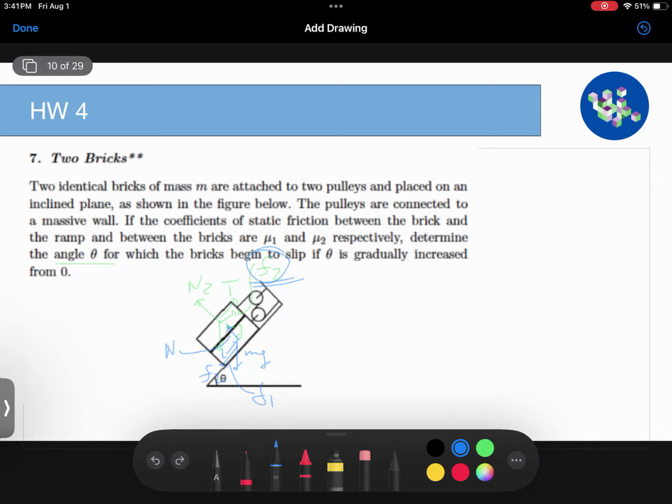Oh wait, something I missed. There's also a tension force, right? So 2T to the right, because there are two parts of the string pulling the pulley upwards, so we have twice the tension force on the bottom block.